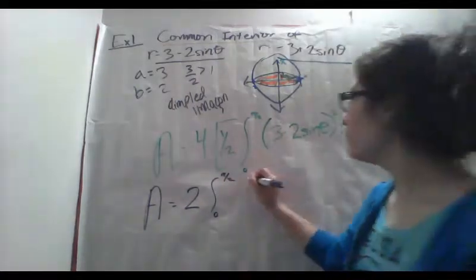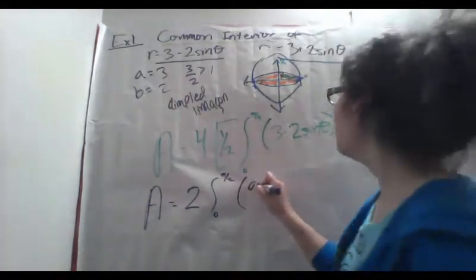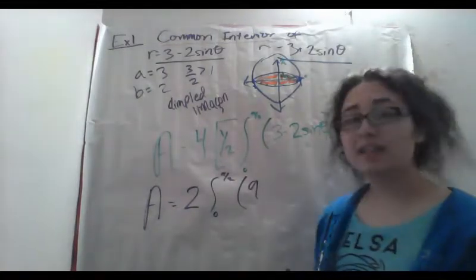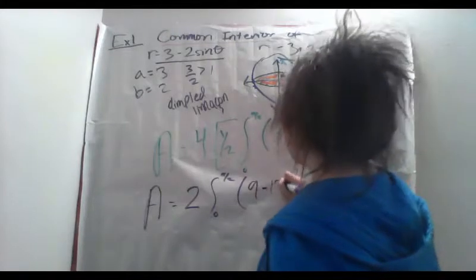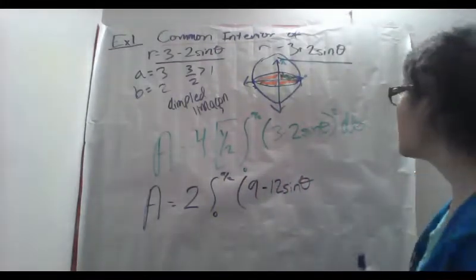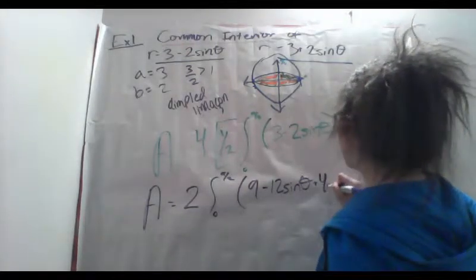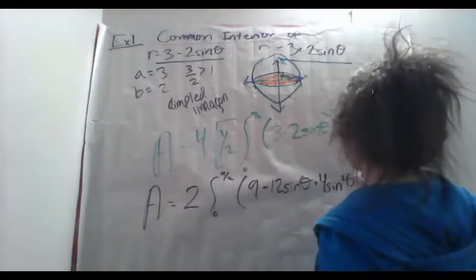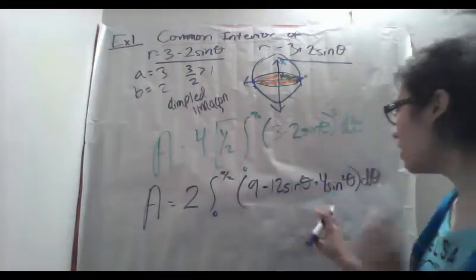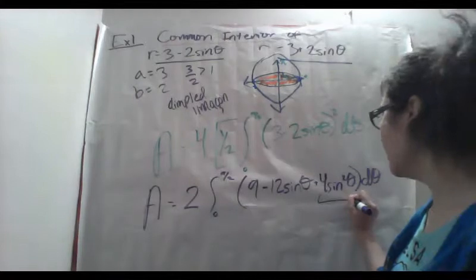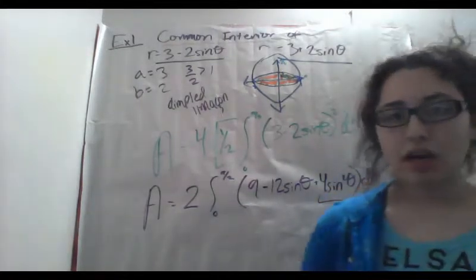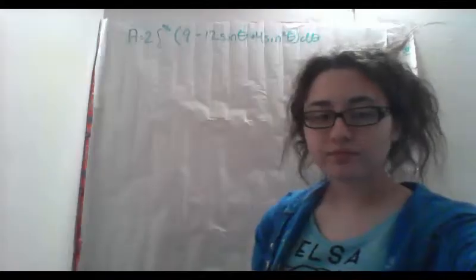We will square. So 3 squared is 9. 3 times negative 2 sine theta is negative 6 sine theta, times 2 is negative 12 sine theta. Negative 2 sine theta squared is plus 4 sine squared theta d theta. It's not that hard. Now you can obviously see that there's something wrong here. We'll address that in the next part as soon as I switch this paper.